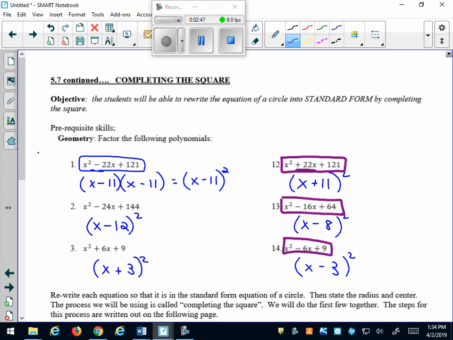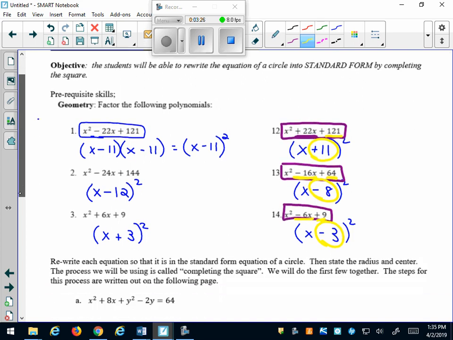If we take half of 22, we get 11. Square it, and we'll get 121. Half of negative 16 is negative 8. Square it, and we get 64. Half of negative 6 is negative 3. Square it, and we get 9. So not only does half the middle term squared give us the last term, but when we do half the middle term, that's what shows up in our parentheses, right? You guys see that? Okay.